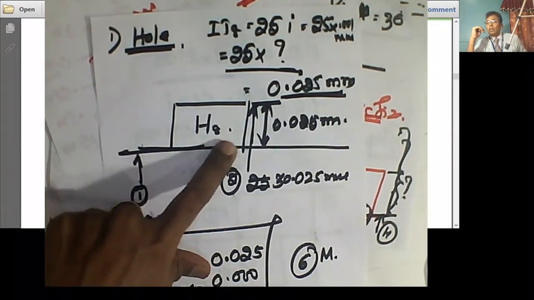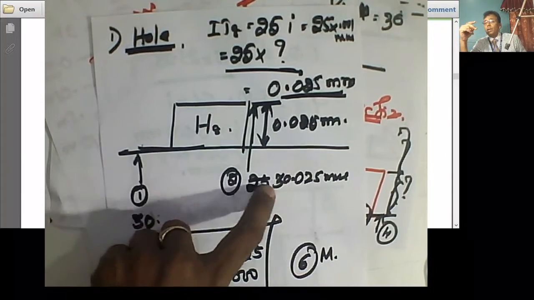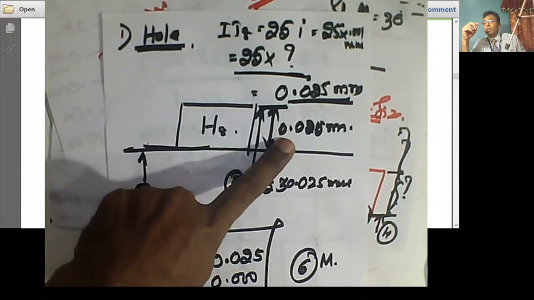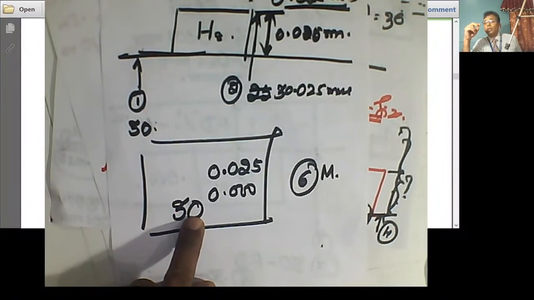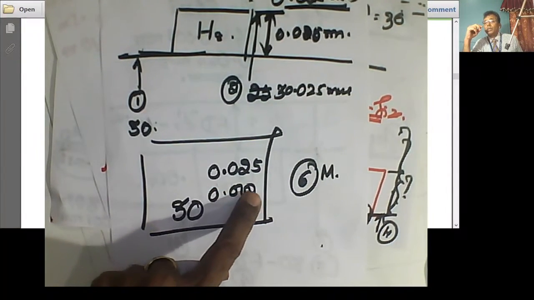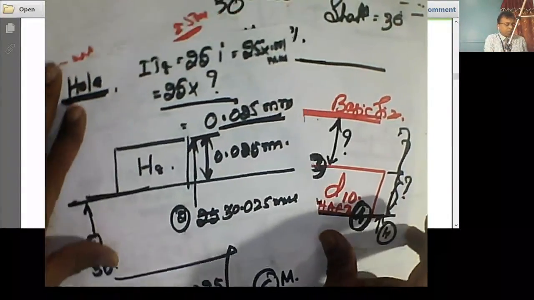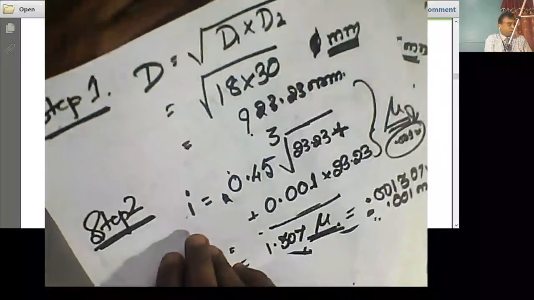Next, another value, this minimum value plus tolerance, that is 30 plus 0.025 mm. So the two values of the hole are represented as 30.000, 30.025 mm. Okay, next, that's it. Go ahead with the shaft part.